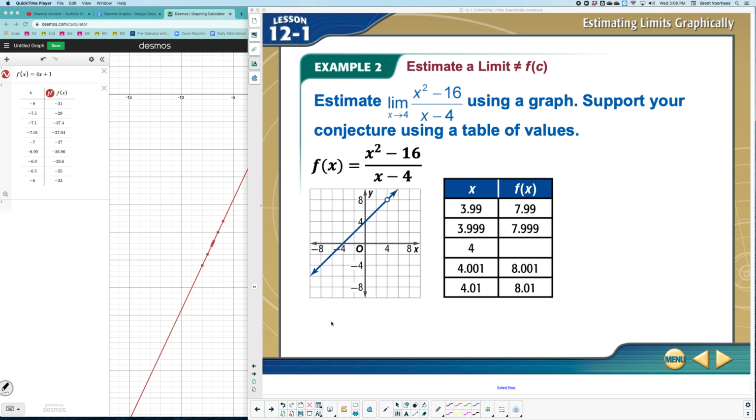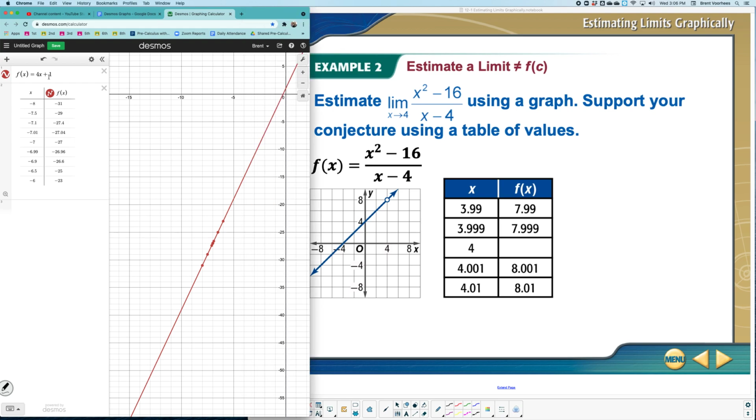Now let's look at example 2. So let's take a look at a limit where the graph does not actually equal the function value. So here we have a new equation. Here's f of x, and it's x squared minus 16, all that quantity divided by x minus 4.